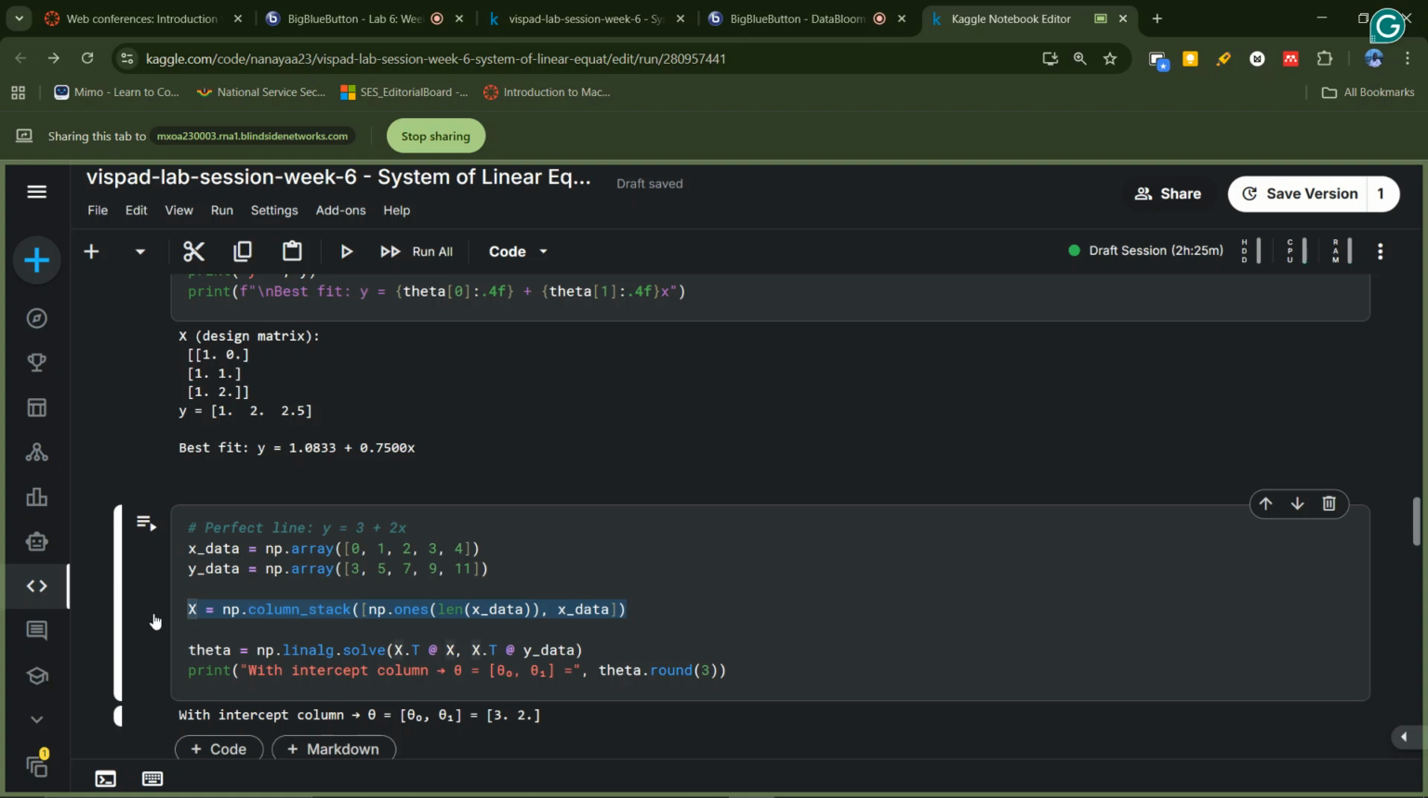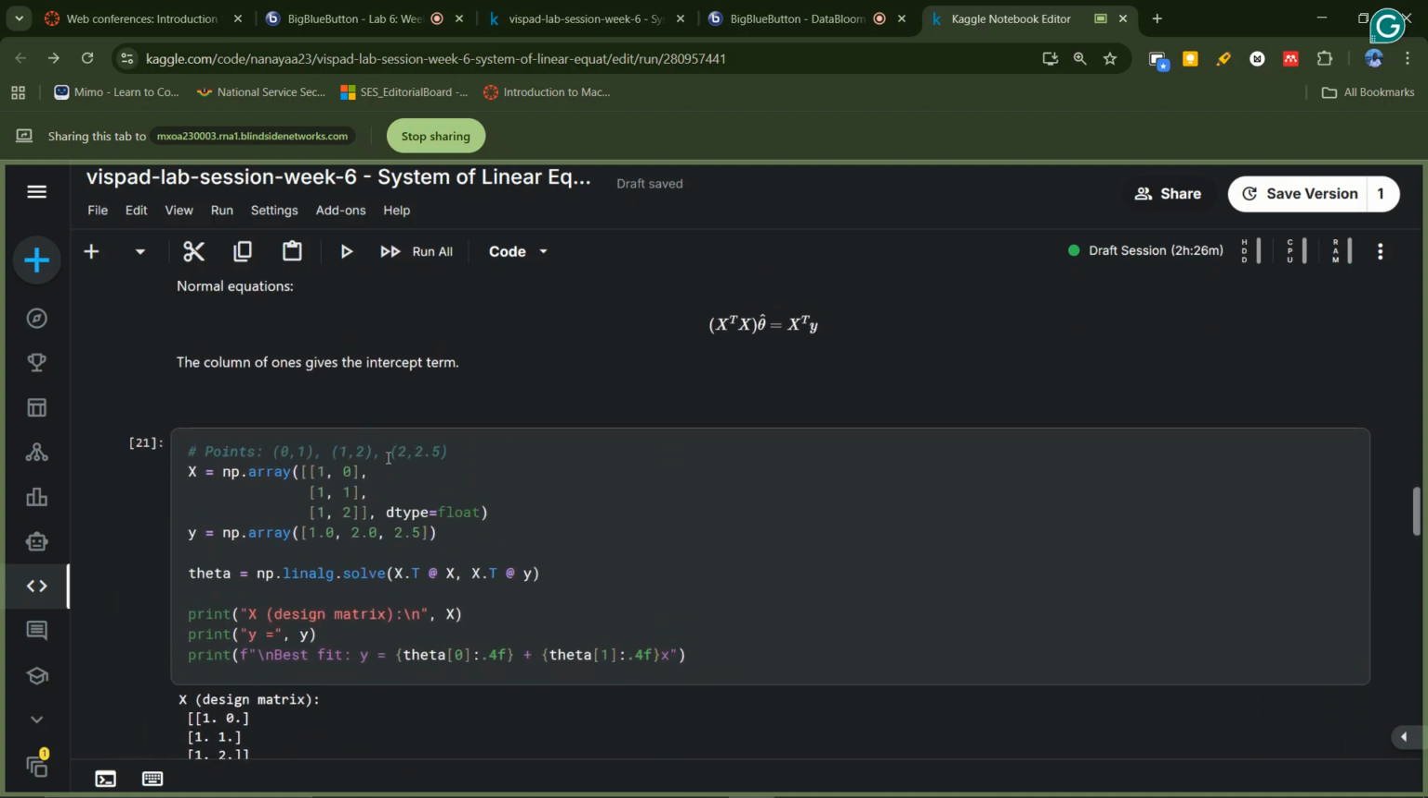What is it doing? You see, np.column_stack, what is it doing? It is trying to stack a whole column of just ones, one, one, one, one, to this x underscore data. What does it mean? It means we get a whole matrix where our matrix becomes 1 0, 1 1, 1 2, 1 3 and 1 4. That becomes our new matrix, and that is how we want it.